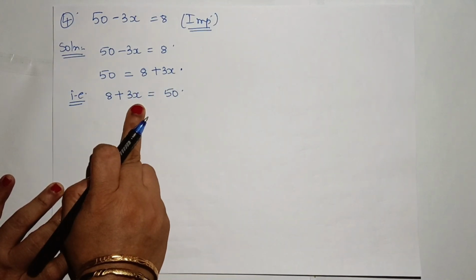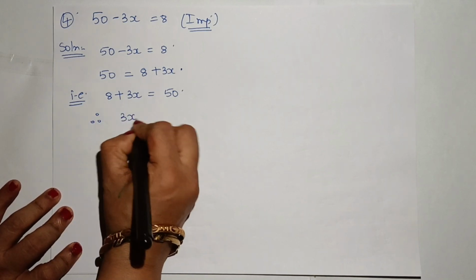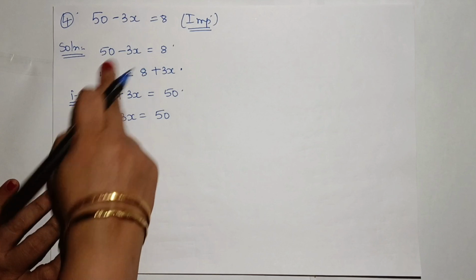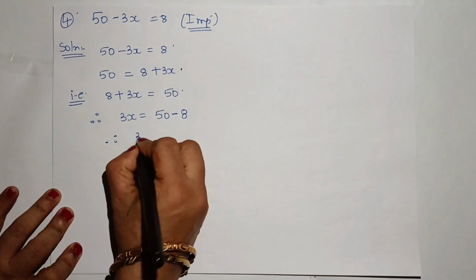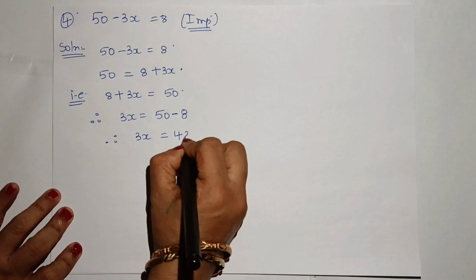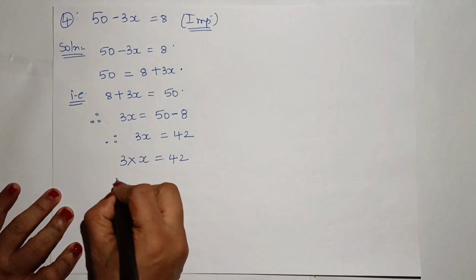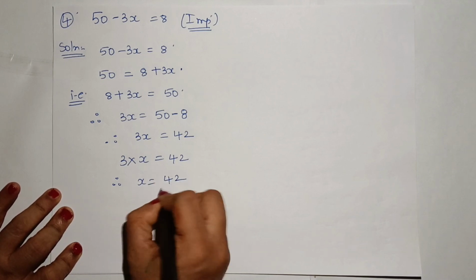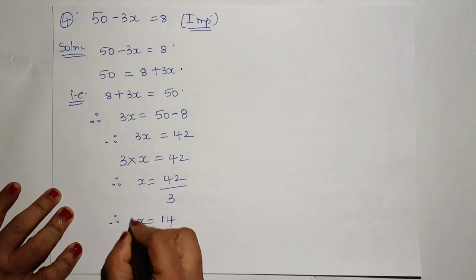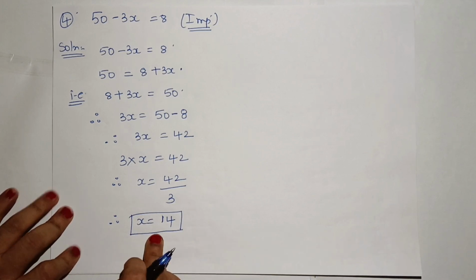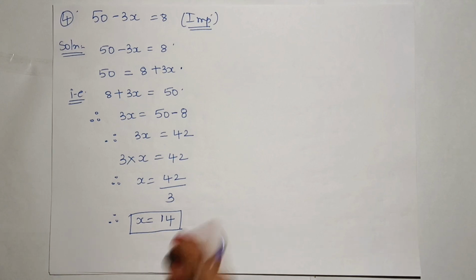Now, can I find out the value of 3x? Yes. Therefore, 3x equals 50 plus 8 will shift to that side, minus 8. Therefore, 3x is equal to 42. 3x means 3 times x, correct? Therefore, x is equal to 42 divided by 3. Therefore, x is equal to 14 is the final solution. I hope you understood this sum. Let's switch to the next sum.